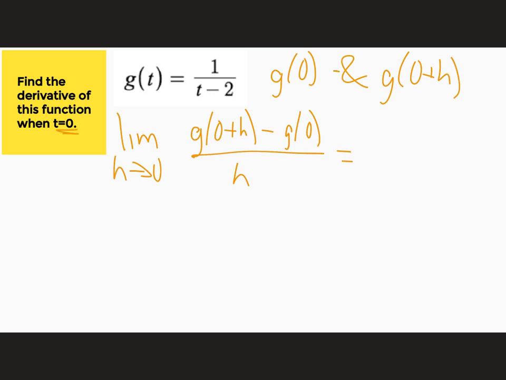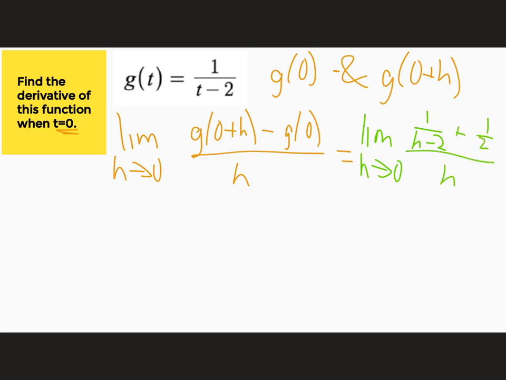which is going to be the limit as h goes to 0. Be very careful with your notation. You need to have an h goes to 0 in all of these limits. And if you're going to say equality, you need to make sure you have the limit. You just need to be careful. So g of 0 plus h is 1 over h minus 2. And g of 0 is negative 1/2, so minus negative 1/2 all over h.